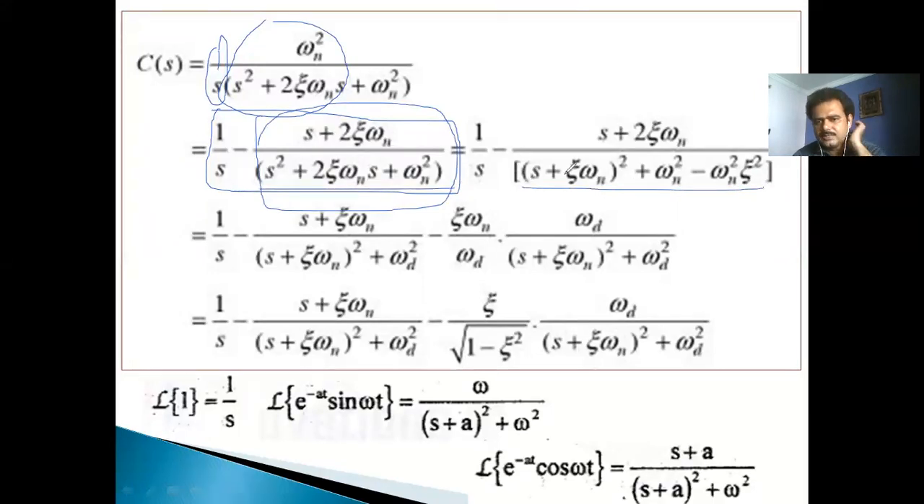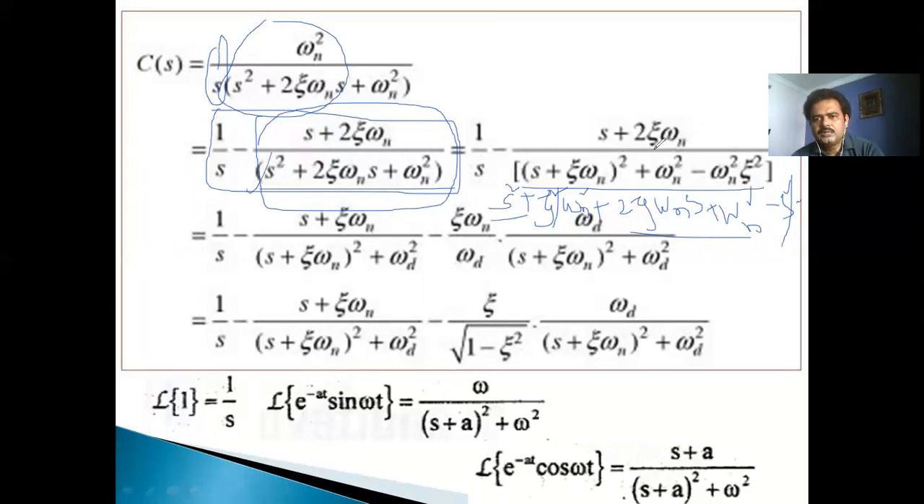So (s + ζωn)². If we expand this one, s² + ζ²ωn² + 2ζωn s, plus ωn² minus ζ²ωn². The ζ²ωn² terms get cancelled. Finally, you will get the same value. That's why I have expressed the same thing in this fashion.